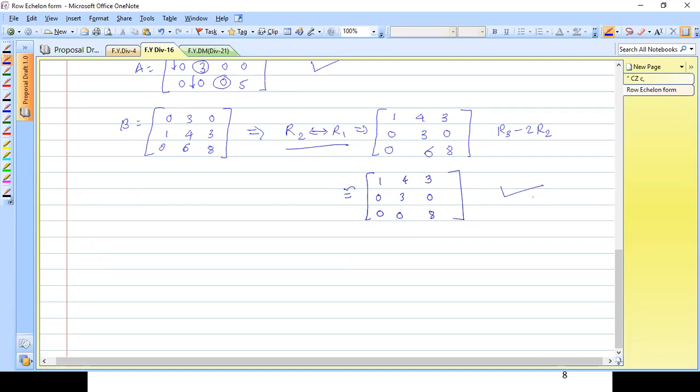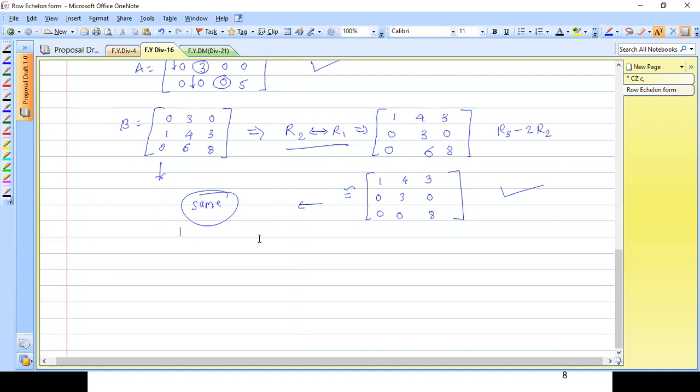Yes, sir. So my point is what? Whatever the rank of my given matrix B, after doing some row or elementary operations, the rank of the matrix I am getting and the original matrix is the same. Then what is the new definition of rank?